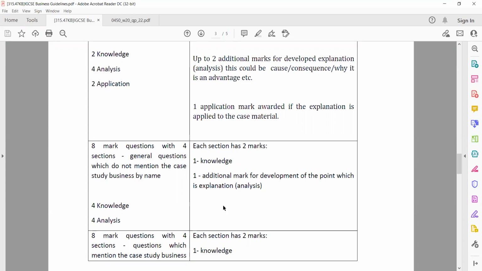So each section will contain 1 knowledge and 1 analysis. Analysis is how you explain the knowledge. No need to use information from the case because it is a general question, asking something general.